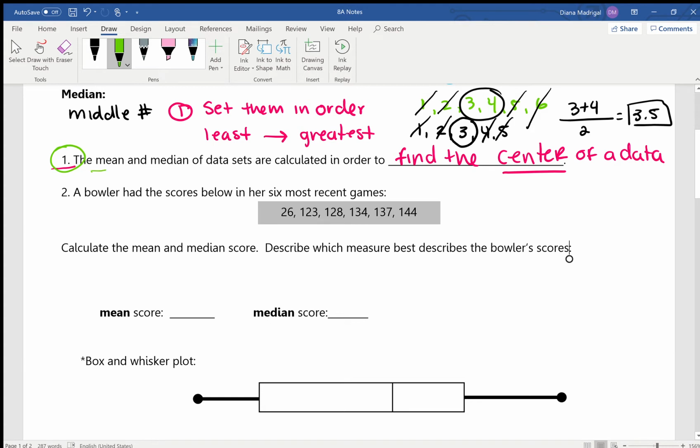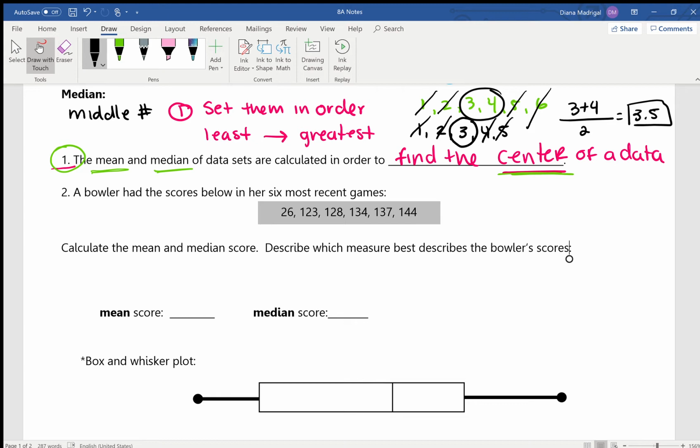Alright, answer number 1 already. Why are we doing the mean and the median? To find the center. Okay. So number 2, it says a bowler had the scores below in her 6 most recent games: 126, 123, 128, 134, 137, and 144. You need to calculate the mean and the median score.